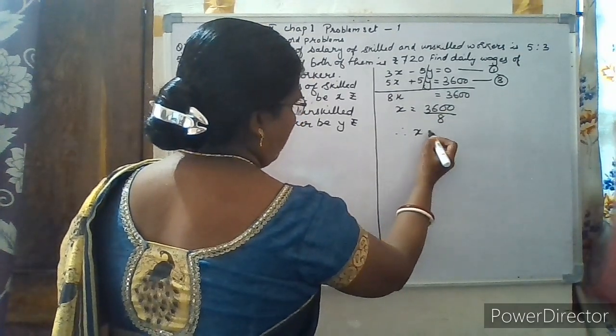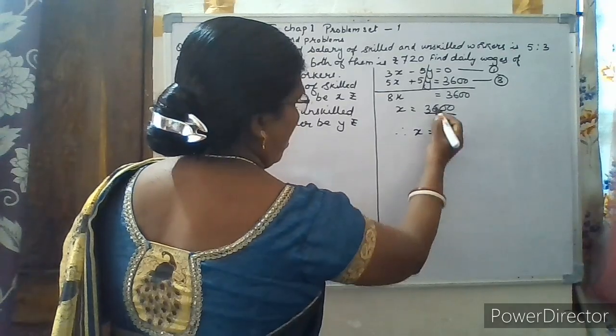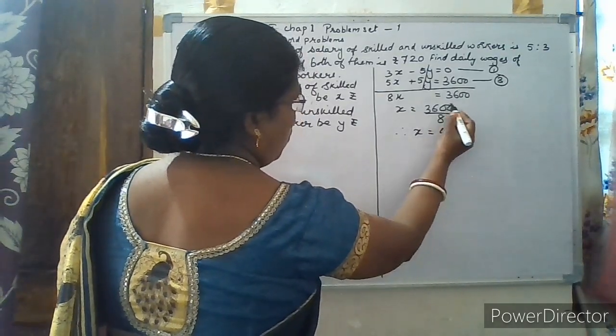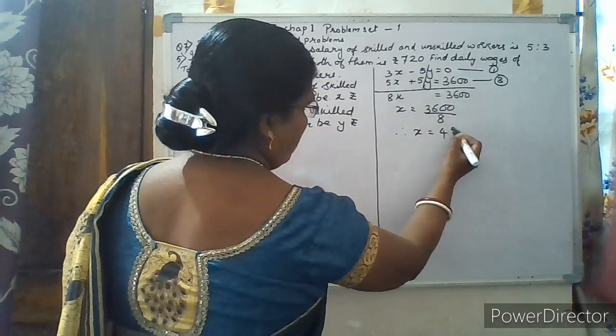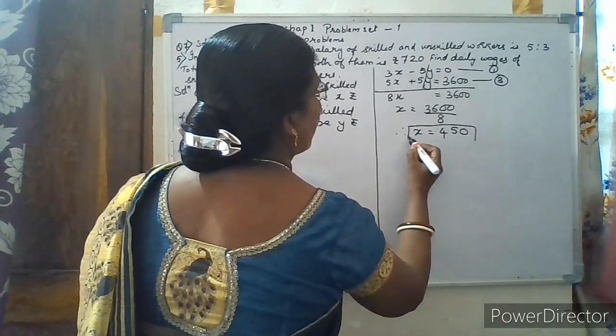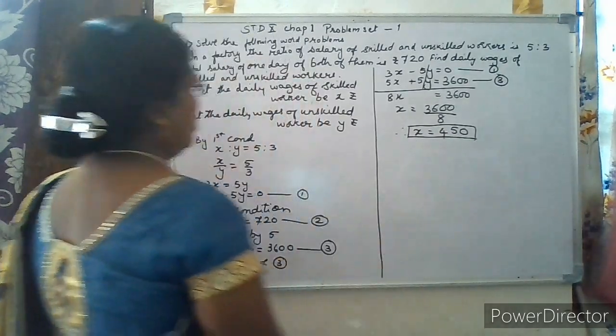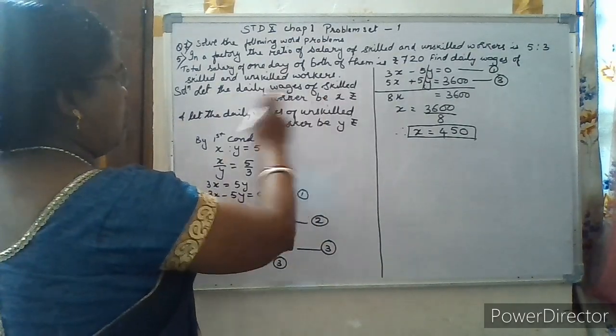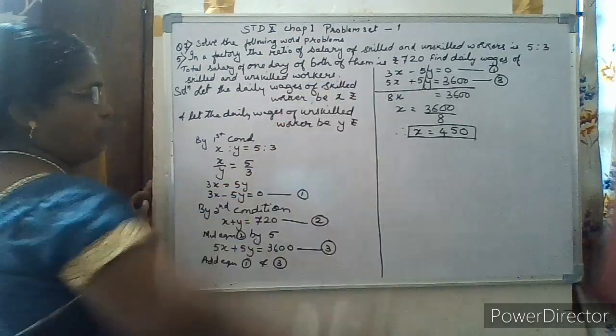So, therefore, x is equal to 8 4s are 32. 4 remains here. 8 5s are 40. 0. Therefore, x value we have got 450. What is this? It's the daily wage of skilled worker.